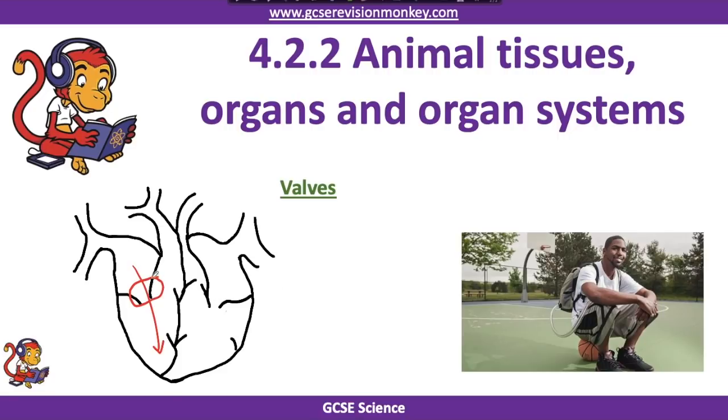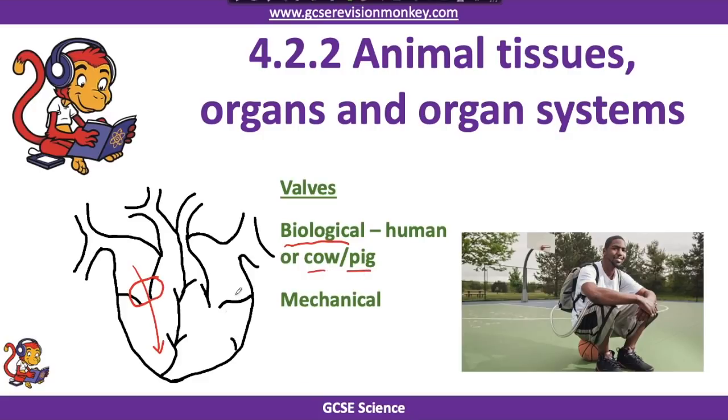So you could need your valves replacing. You could have a biological replacement, which could be a human valve replacement, or you could have a valve replaced by a cow or a pig, or you could have a mechanical valve put in instead. So rather than being made out of something biological, it will be a synthetic material to replace that valve. However, with both of these, you can have risk of infection, a risk of heart attack during surgery.